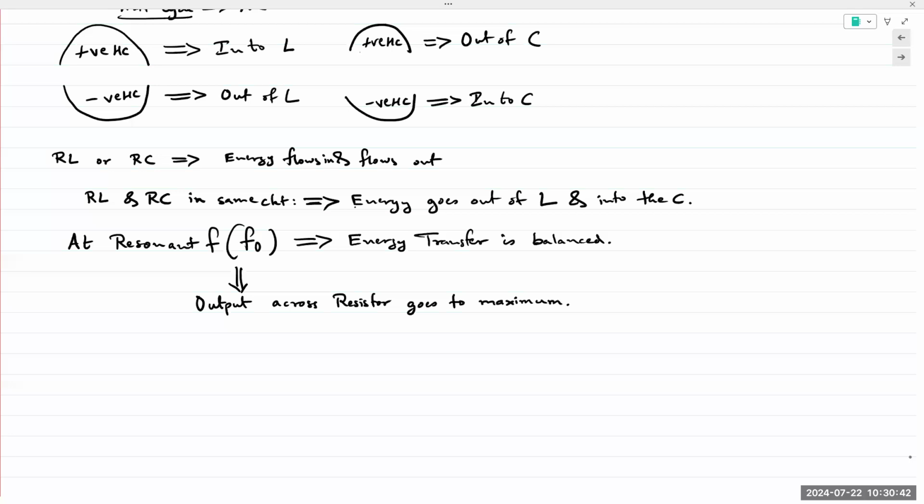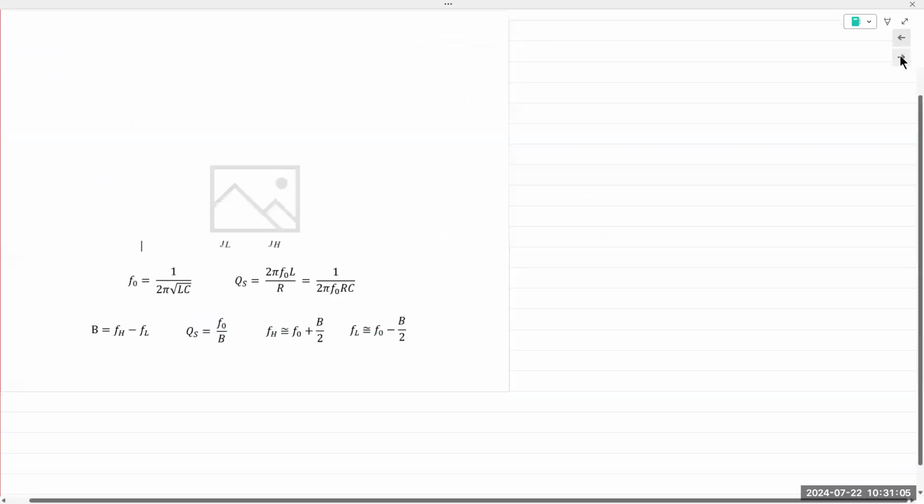Okay, for a series resonant circuit, we take the output across the resistor. At one single particular frequency, the energy transfer between the inductor and the capacitor is exactly equal. It's balanced. And so output across the resistor goes to maximum. For all other frequencies, output is less than the maximum. And then we obtain a graph or a chart that looks like this.